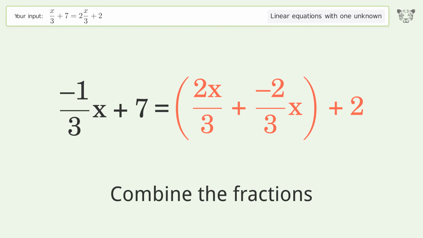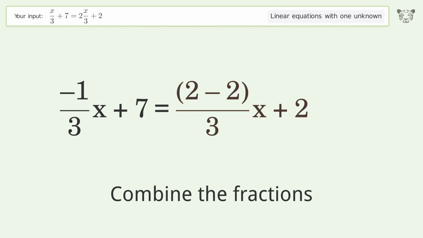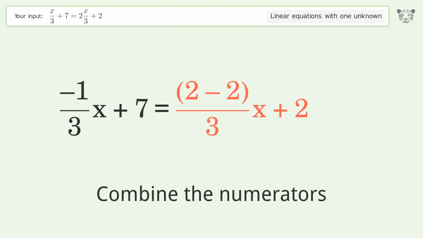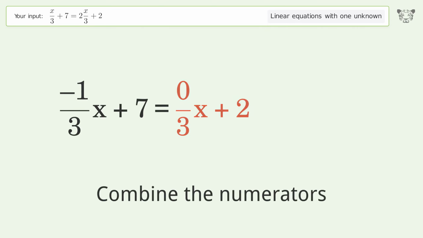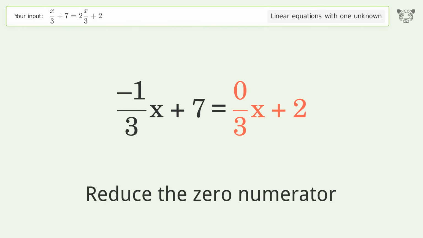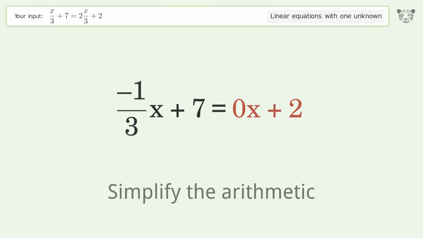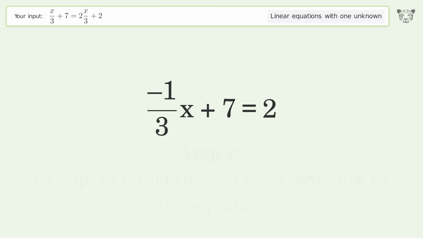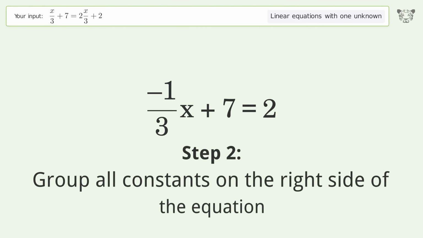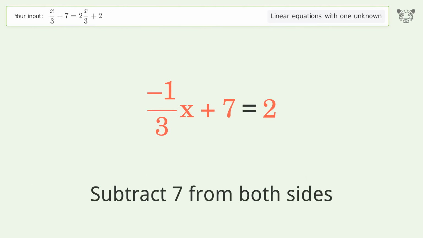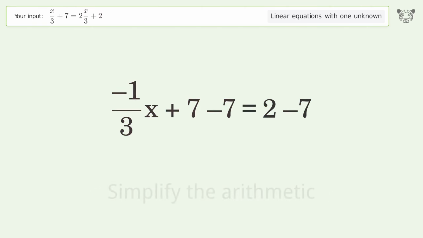Combine the fractions. Combine the numerators. Reduce the zero numerator. Simplify the arithmetic. Group all constants on the right side of the equation. Subtract 7 from both sides. Simplify the arithmetic.